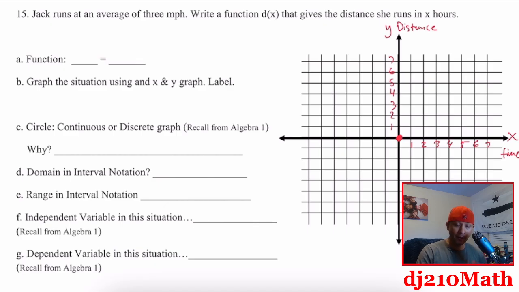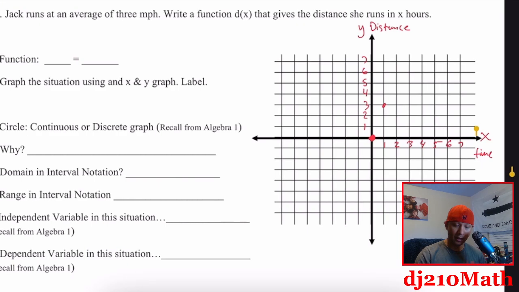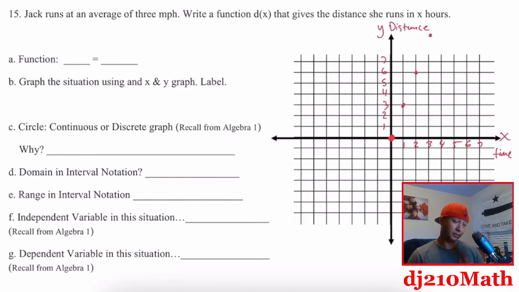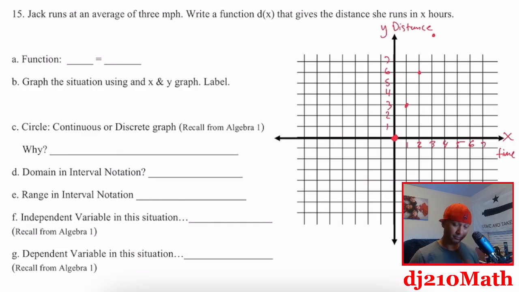All right. After 1 hour, she runs 3 miles. After 2 hours, she runs 6. After 3, she runs 9, which is like up here. So we're off the charts. We could have adjusted a little bit, but you know, Jack doesn't run often, so she only ran for 3 hours.